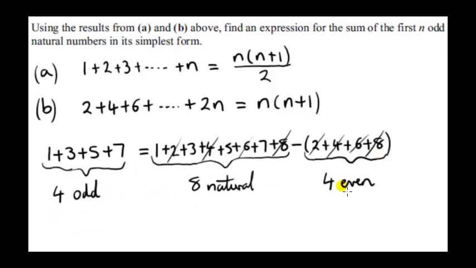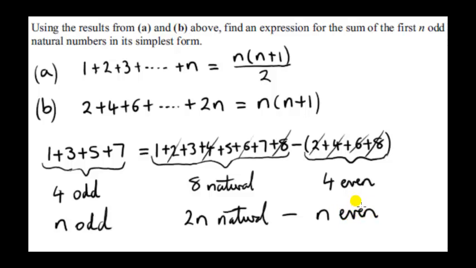So we just generalize this procedure. Okay, let's suppose we want the sum of the first n odd natural numbers. Well, we consider the sum of the first 2n natural numbers, because we had to double 4 to get 8. So in general, if we have n odd integers, we need to consider the sum of the first 2n natural numbers and subtract from that the sum of the first n even numbers.